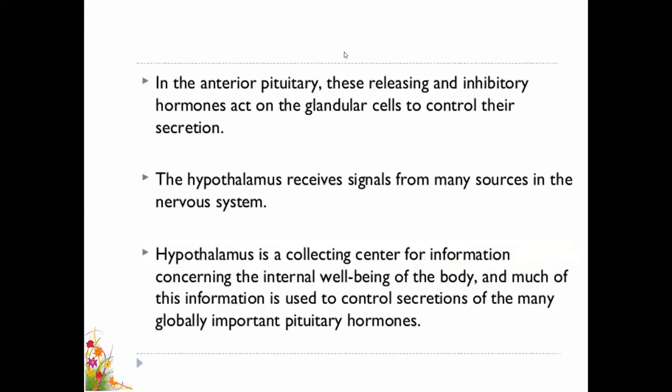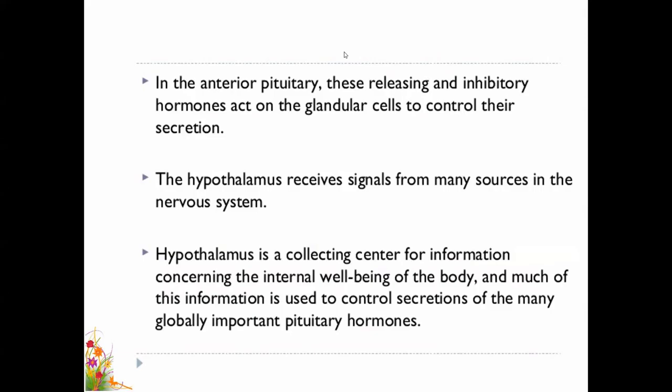So here, we all know in the anterior pituitary gland, the releasing hormones as well as inhibitory hormones act on glandular cells to control their secretions. The hormones that are produced by the hypothalamus act on the glandular cells of the anterior pituitary and control their secretion. The target of the hormones produced by the hypothalamus is the glandular cells of the anterior pituitary gland.